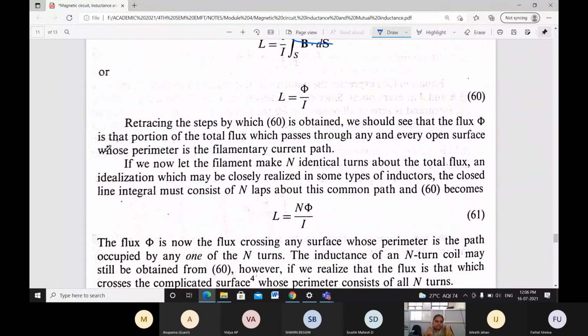The flux psi is the portion of the total flux which passes through any and every open surface whose perimeter is the filamentary current path. If the filament makes N identical turns about the total flux, an idealization which may be closely approximated in some inductors, the closed line integral must consist of N laps about the common path. Then L is equal to N psi divided by I.